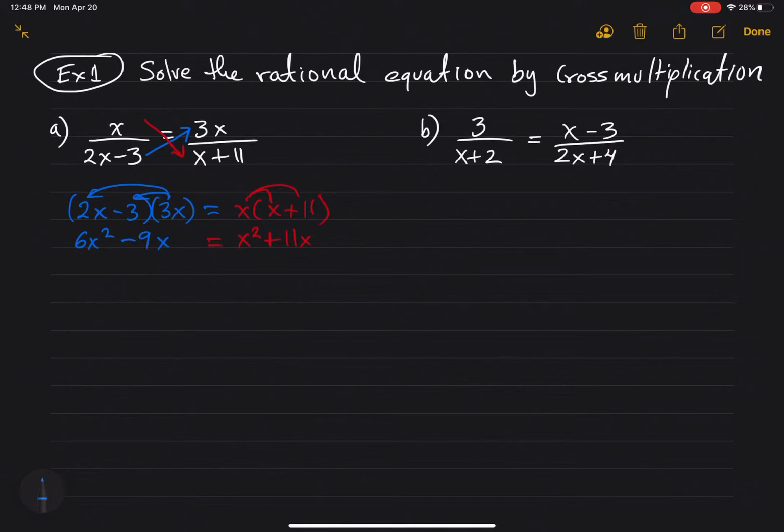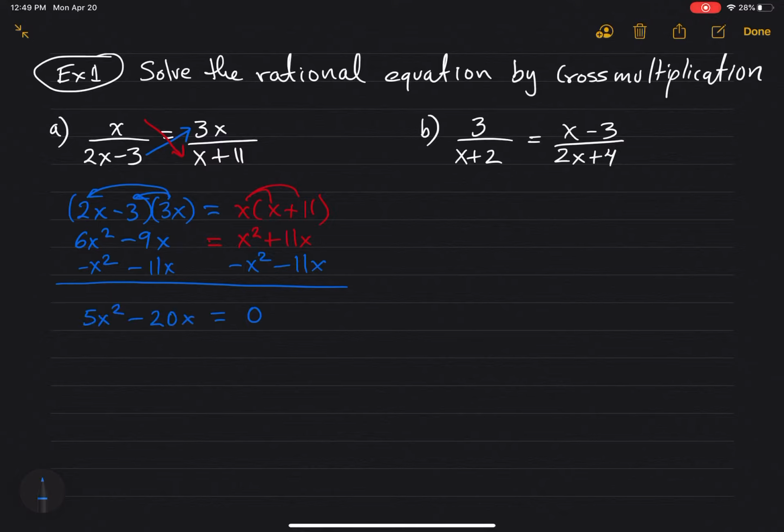Since this is a quadratic equation, we have an x squared and variables on both sides, we want to move everything to one side of the equal sign. So I'll start by subtracting x squared from both sides and 11x from both sides. When we do that, we get 0 on the right side, and on the left side, we get 5x squared minus 20x.